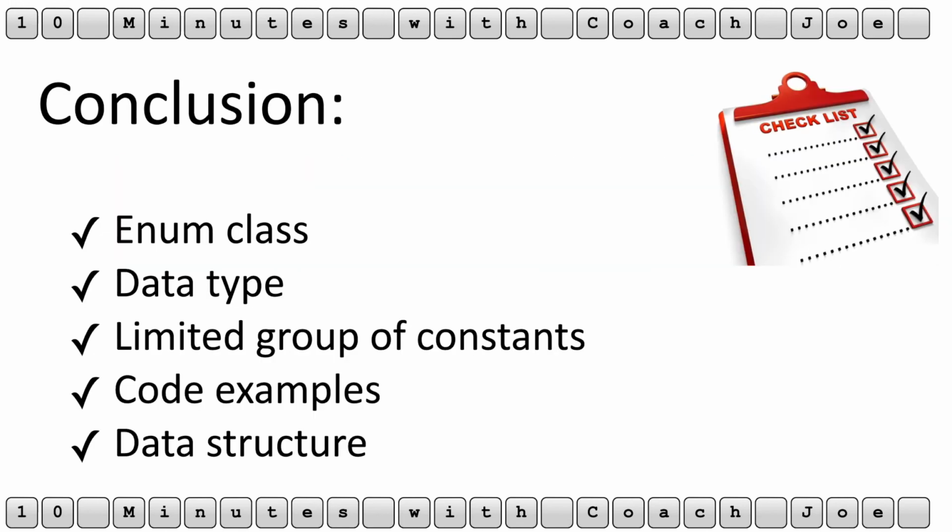You should now have an understanding of the enum class used to create a custom data type that holds a restricted group of constant values. Code examples were provided along with an exercise where you should have built a door color enum. Enums work great inside a data structure to hold a value that typically doesn't change, along with holding an object state, a value that will change.